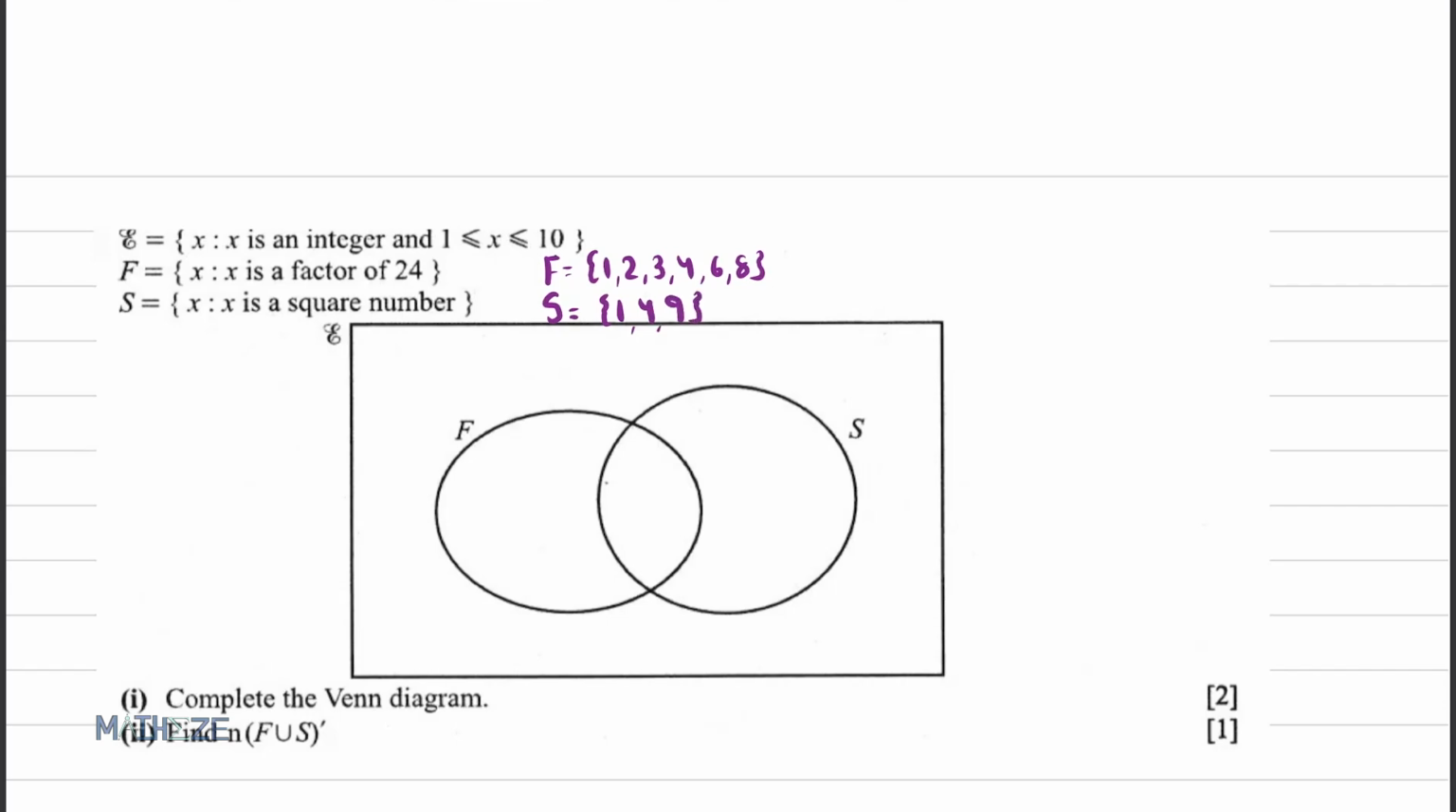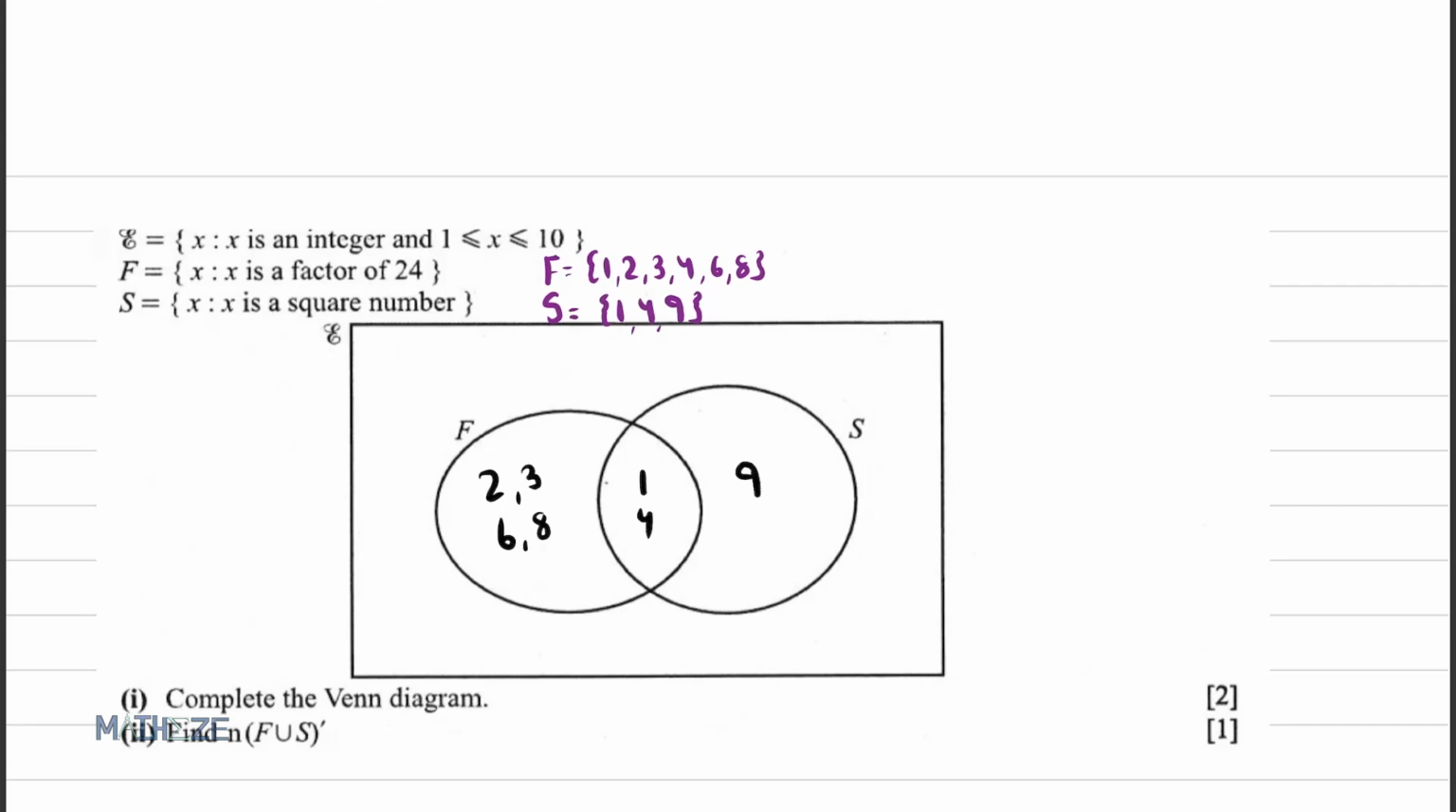Now you need to fill this entire data into a Venn diagram. So what's common between F and S? 1 and 4, which is intersection. Do you get this? What are the elements that are left in set F? So it's going to be 2, 3, 6 and 8. What are the numbers left in set S? It's going to be 9. Do you get till this point?